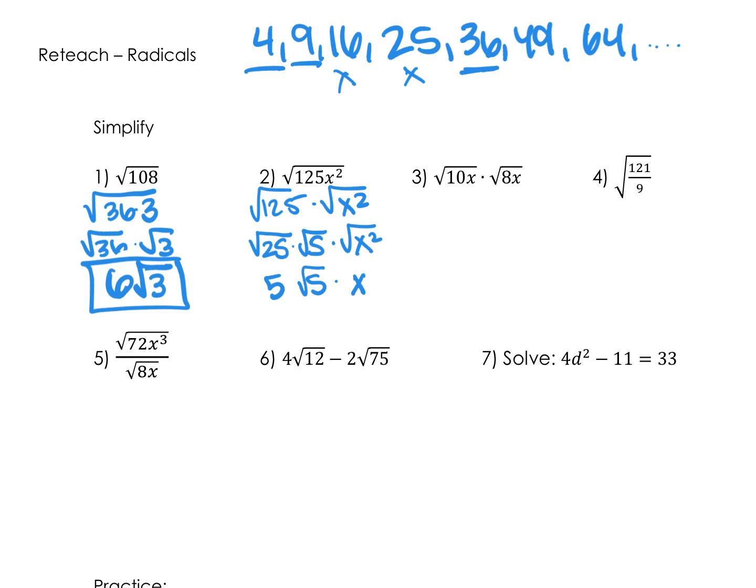Now this is technically our answer, but we don't usually write our answer like this. We put the numbers that are outside the radical, so the 5 and the x, together in the front. And then we put anything under the radical.